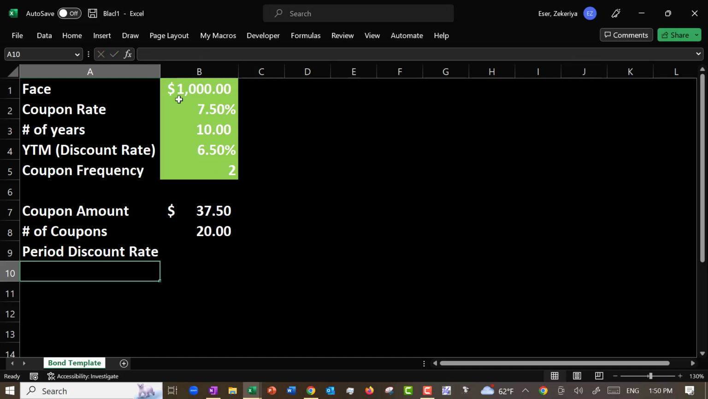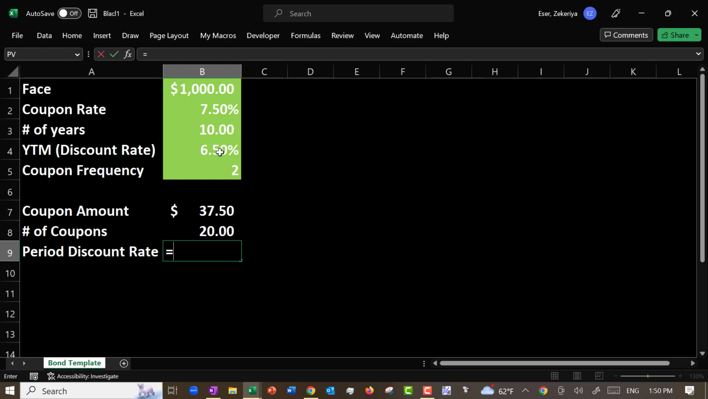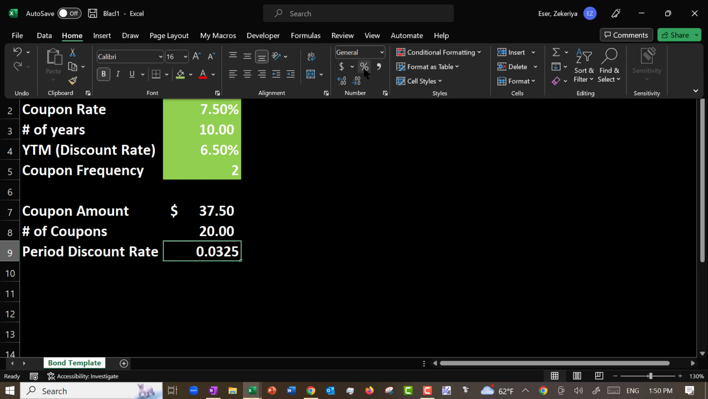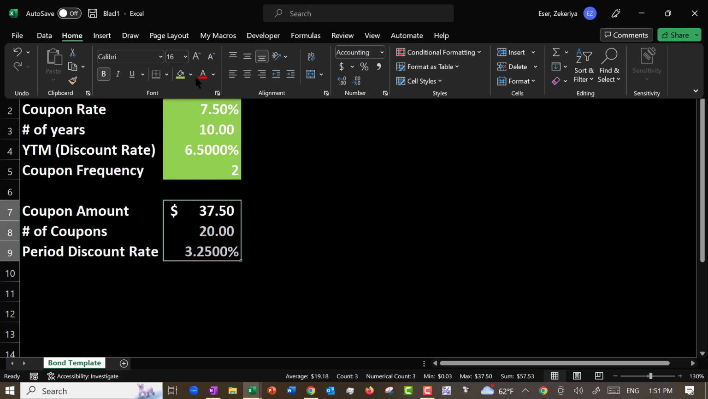Take the YTM divided by the coupon frequency. That means I discount for 6-month periods in this case by 3.25. These are my intermediates. I'm going to make them purple. Bond value.